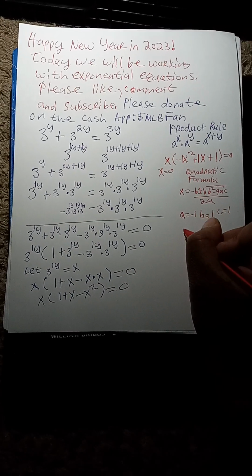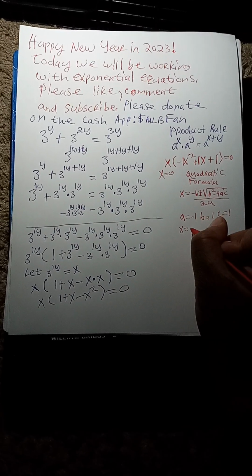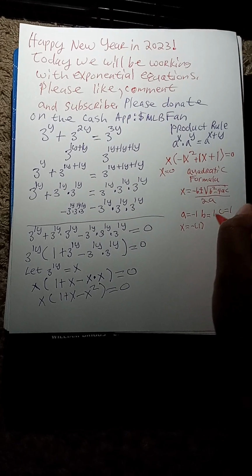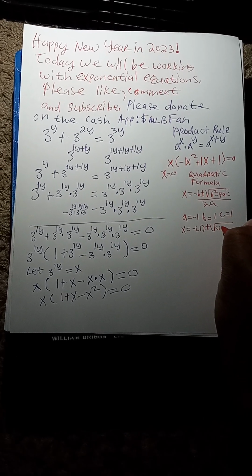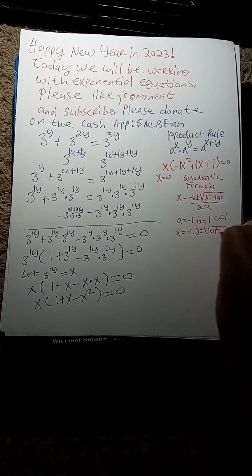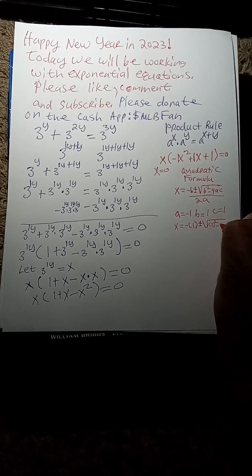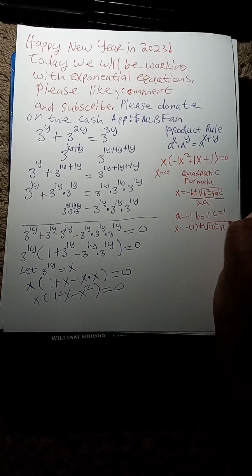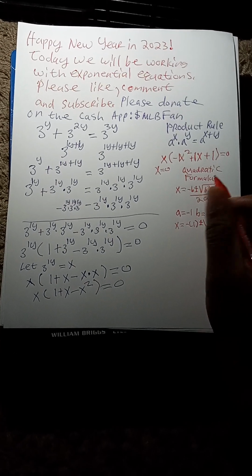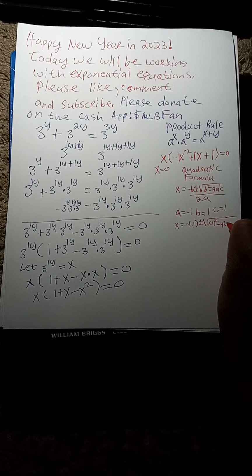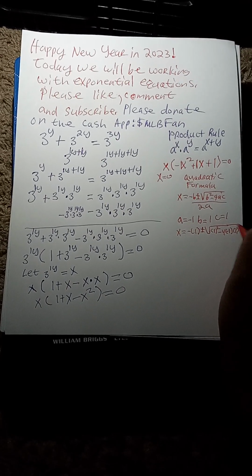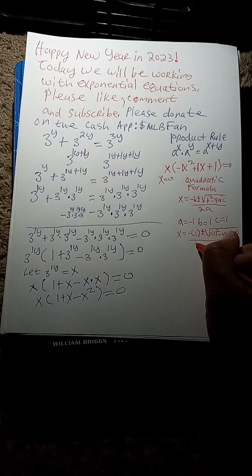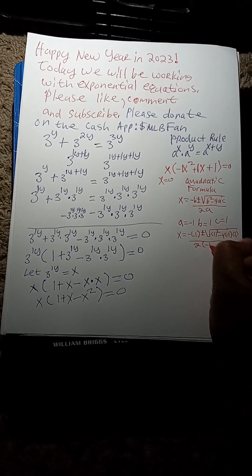So x is equal to negative 1 plus or minus the square root of 1 squared minus 4 times a, and our a is negative 1, and our c is 1, all divided by 2 times negative 1.